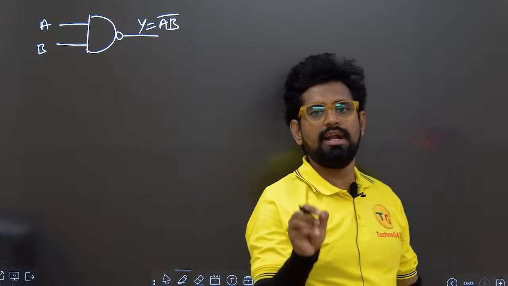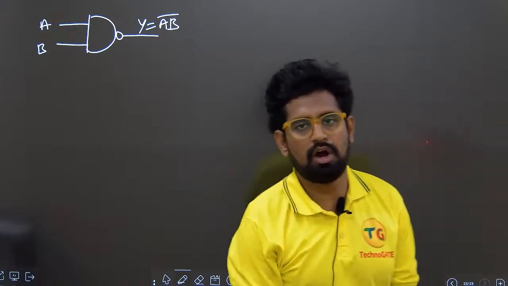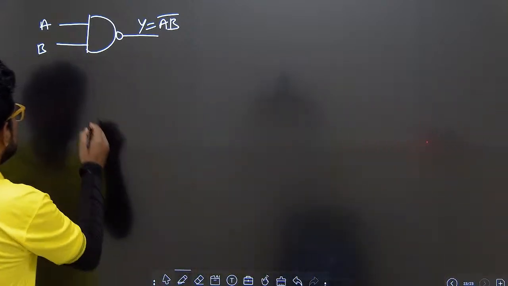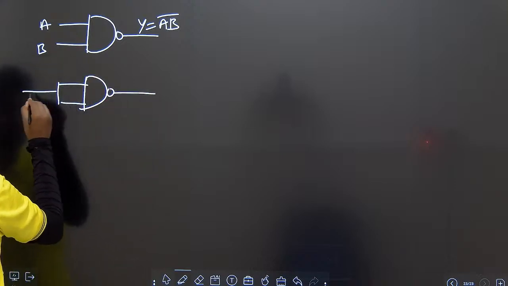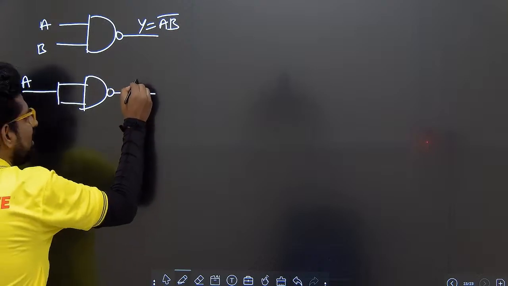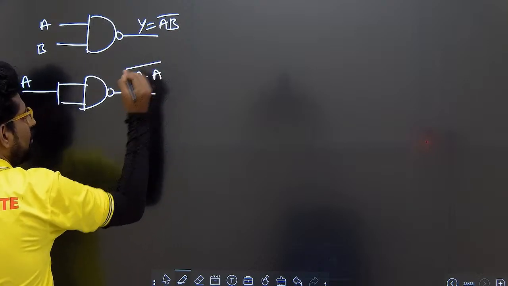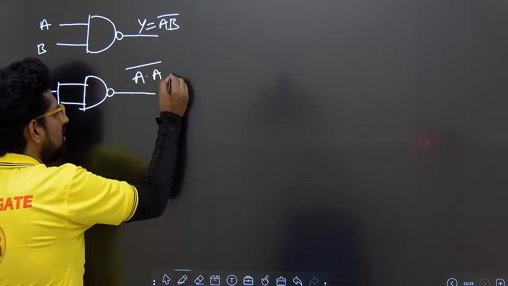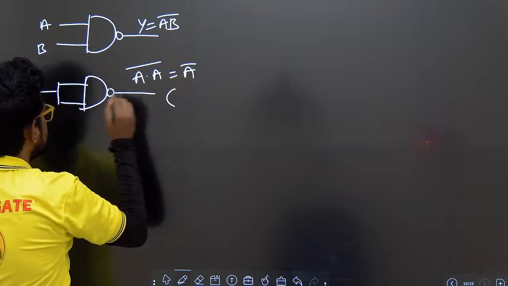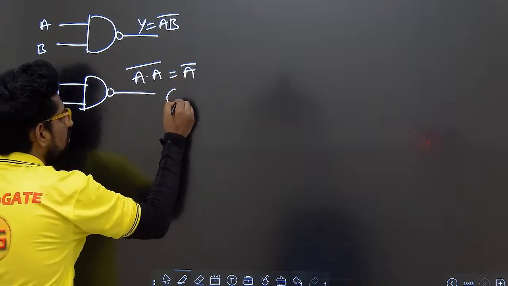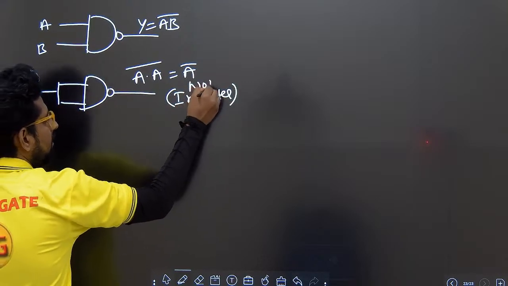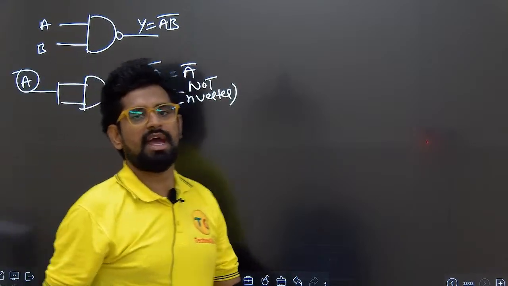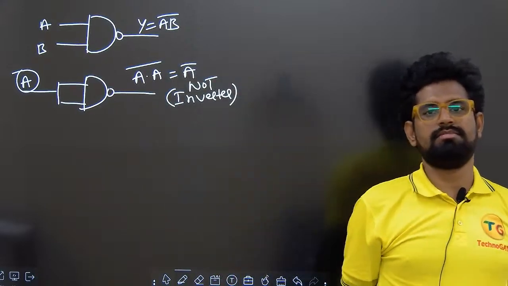By using NAND, now I am preparing the NOT gate. How to prepare the NOT gate? Give the same input A, instead of B also A, into A bar. A bar means what? If A is the input, A bar is the output, which means an inverter or NOT gate. So by using NAND, I prepared the NOT gate.